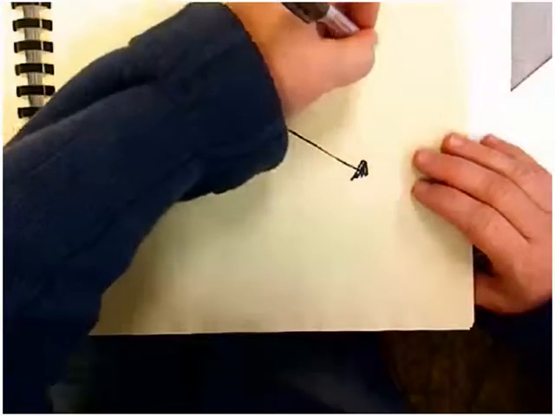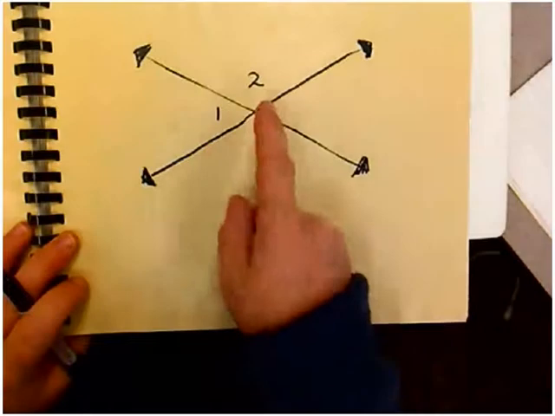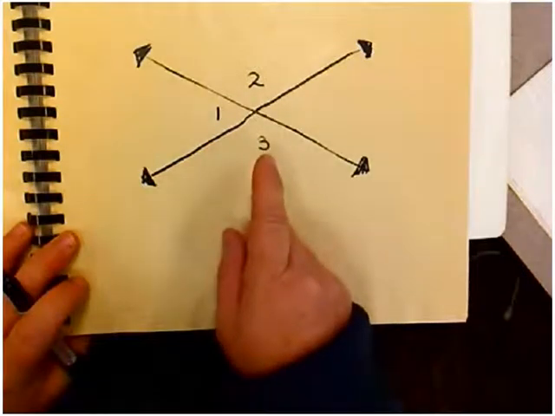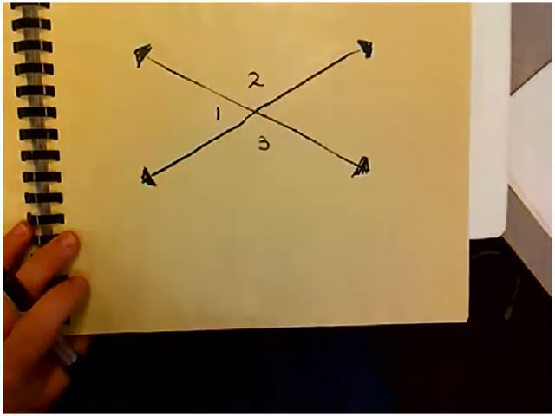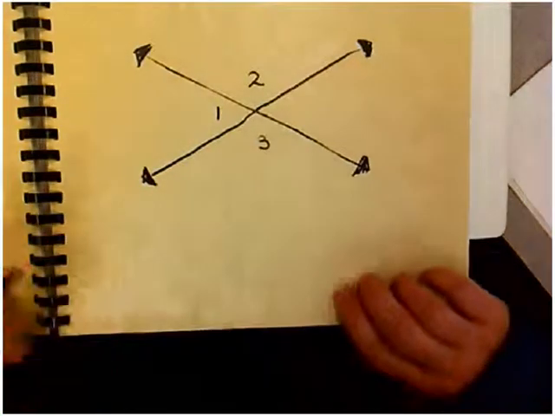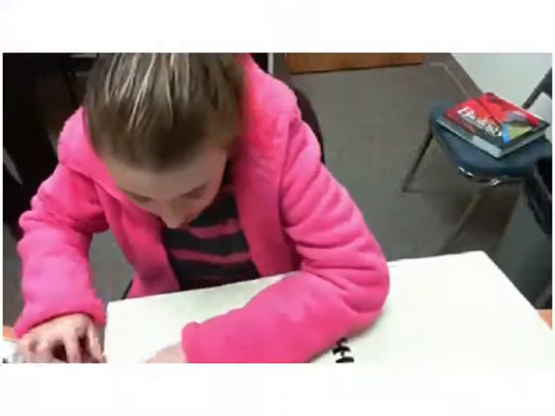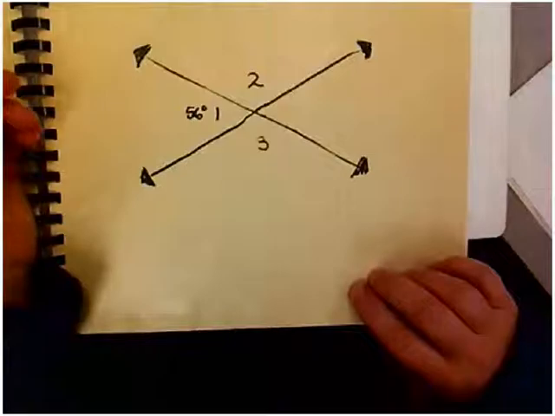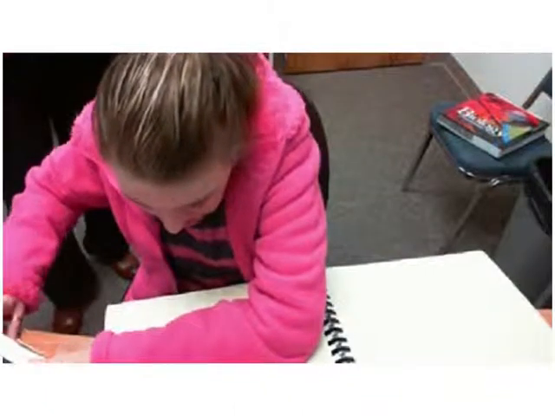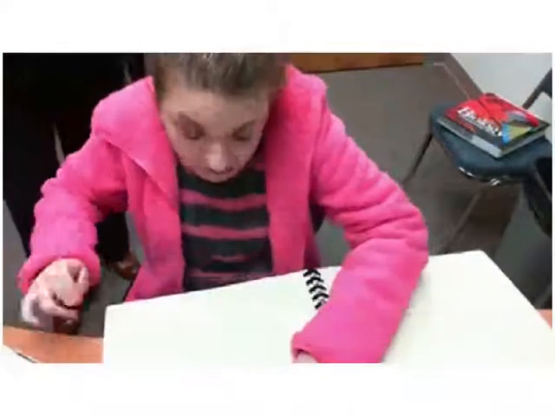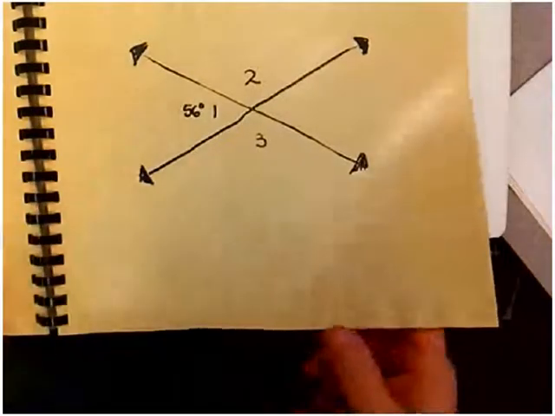All right. And they're asking us, angle 1 is supplementary to angle 2 and angle 3. Angle 3 is supplementary to angle 1. And the measure of angle 1 is 56. What are the measures of angle 2 and angle 3? 180 minus 56. 124. So that's not that bad, is it?